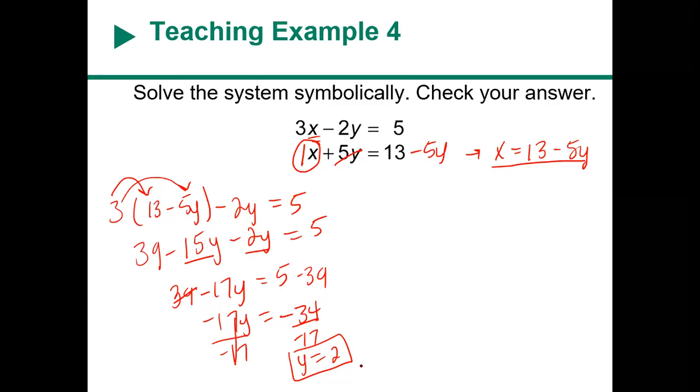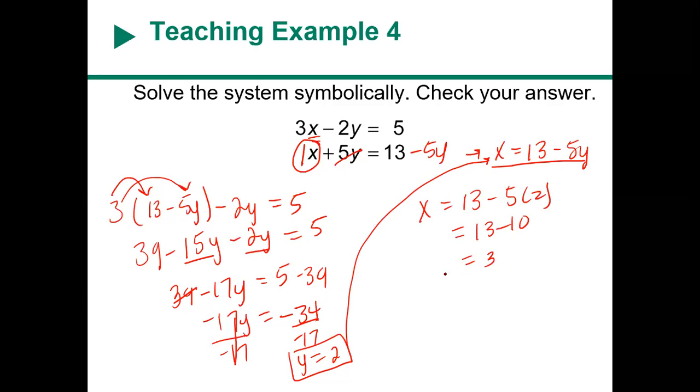So we have y equals 2. And we're going to take this and plug it back into this to find our x. So x equals 13 minus 5 times 2, which equals 13 minus 10, which equals 3. So x equals 3. So our solution is (3, 2). Ringing bells, feels familiar?